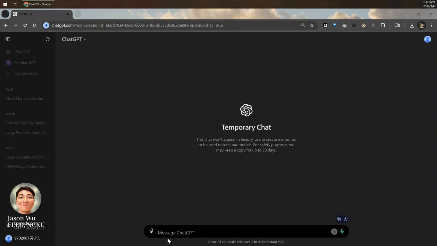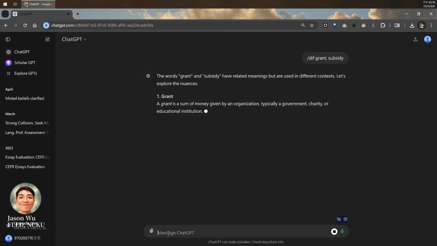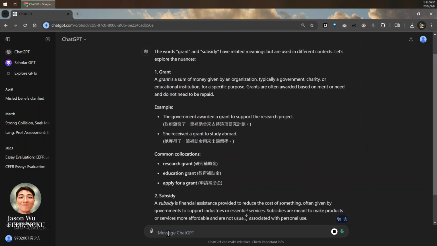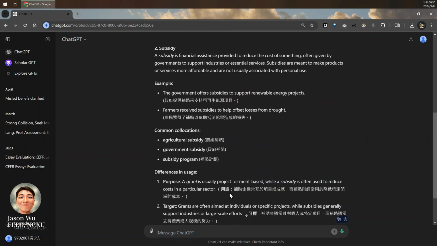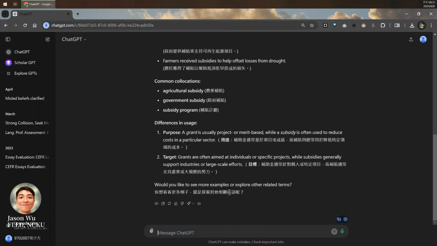Let's try another command. A lot of people are confused with two words, grant and subsidy. So let's ask ChatGPT to differentiate these two words for us. So like DIF, tell me the differences, grant, subsidy, there we go. Okay, so you can see instantly, ChatGPT gives you some examples with definitions and collocations. Wow, so good, right? I think if you need this kind of explanation, ChatGPT is very good at explaining the differences. Especially, it provides you with clear examples to help you understand. And at the end, it also provides you the major differences. So this is actually a very good illustration of how we can use ChatGPT to tell us the differences between two words.